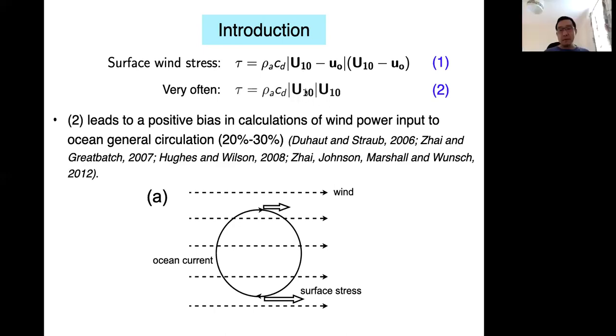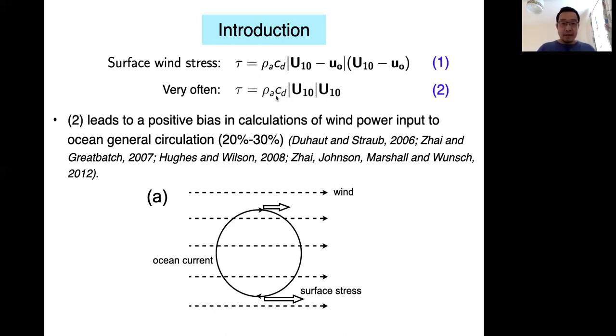Okay, so we could call equation 1 the equation for relative wind stress, which depends on the relative motion between air and the surface ocean. And we could call equation 2 the equation for absolute wind stress, in the sense that the wind stress now depends on the wind velocity alone.